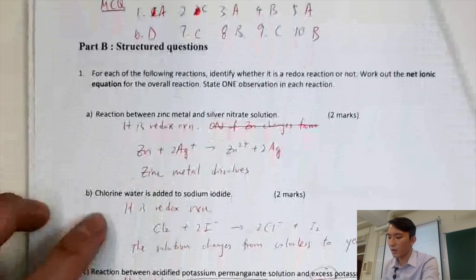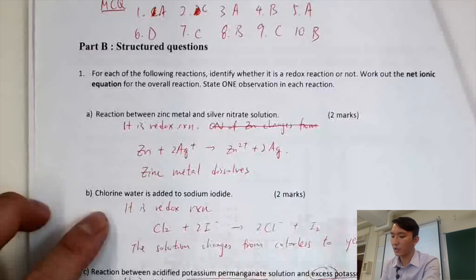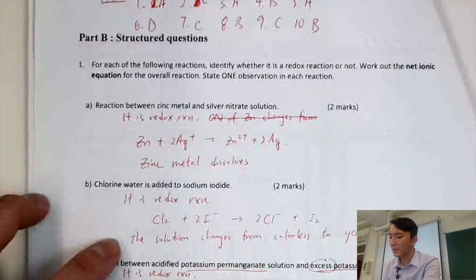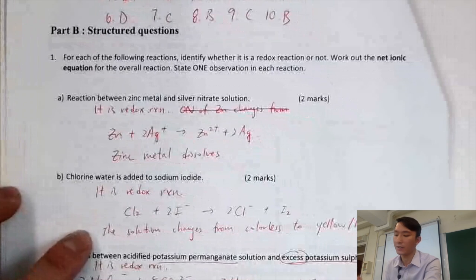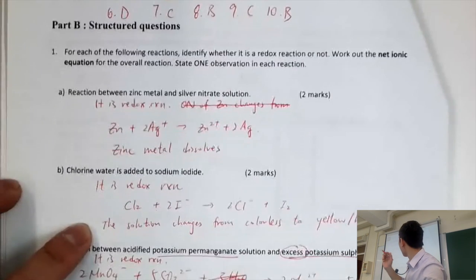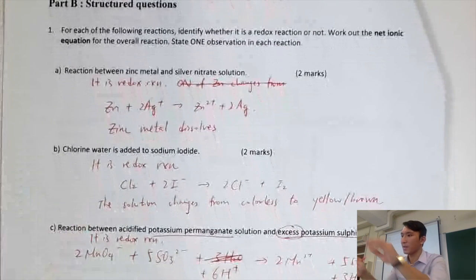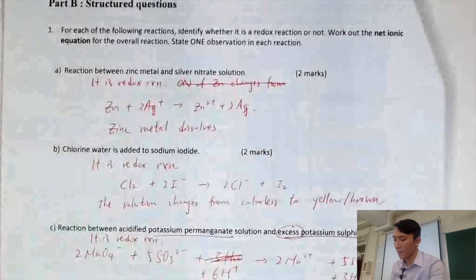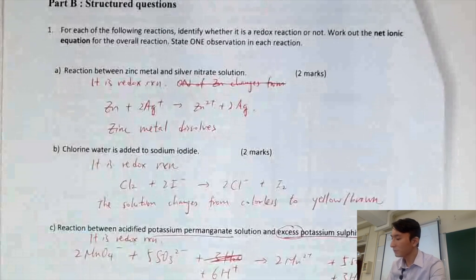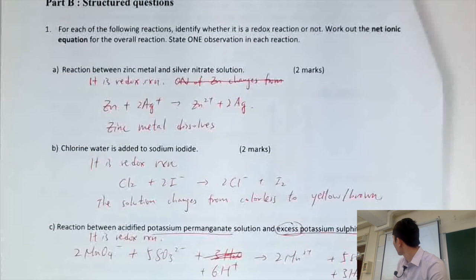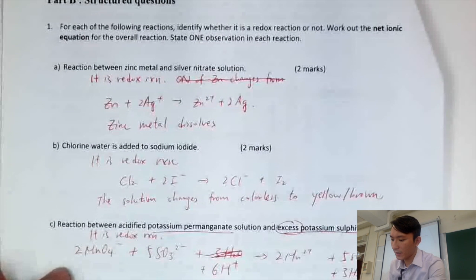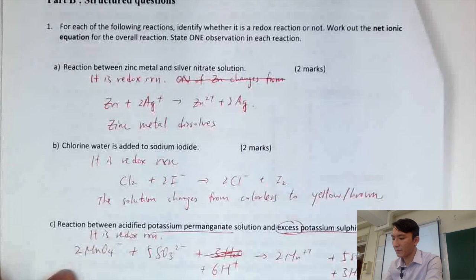All right, so the next one, chlorine water added to sodium iodide. You actually have done this one before. So there should be a color change from colorless to yellow or brown. Colorless to yellow or brown. Because iodine in aqueous solution should be yellow or brown. Okay? Okay, and C. This one, I think you guys have done this one before.